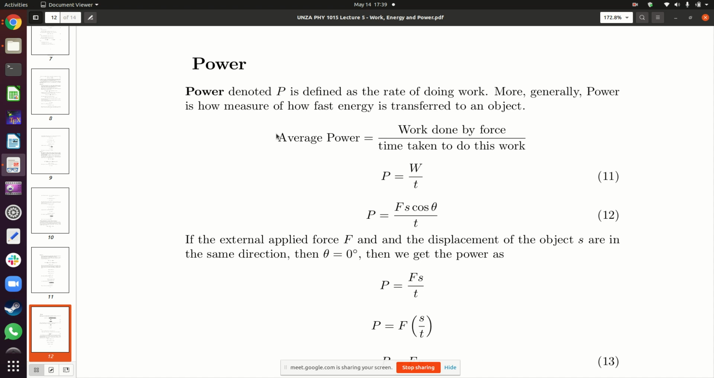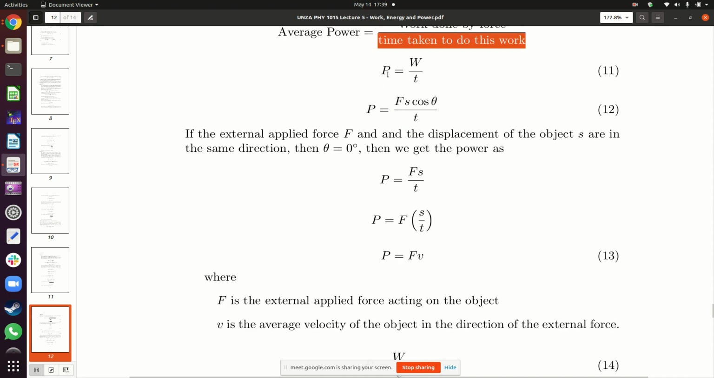So when we're talking about power, basically we are finding out how fast you are doing work. You do a certain amount of work, then we divide the amount of work you've done by the amount of time it took you to do that particular work. That's what is referred to as average power. So average power is the work done by a force divided by the time taken to do the said work.